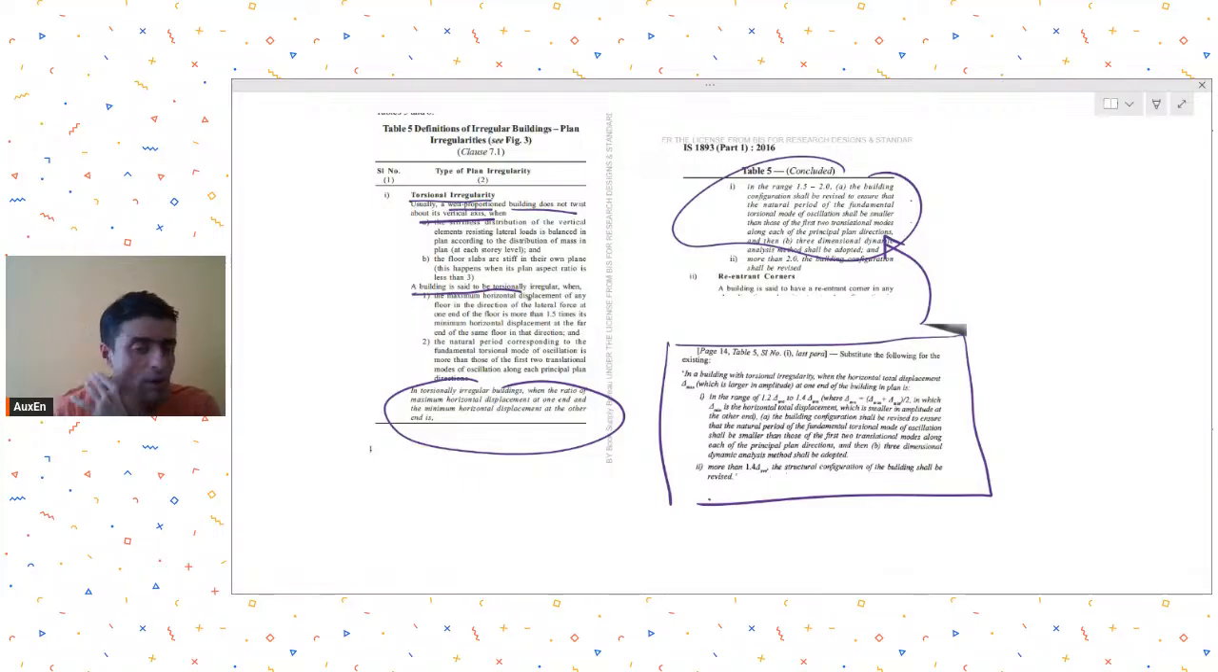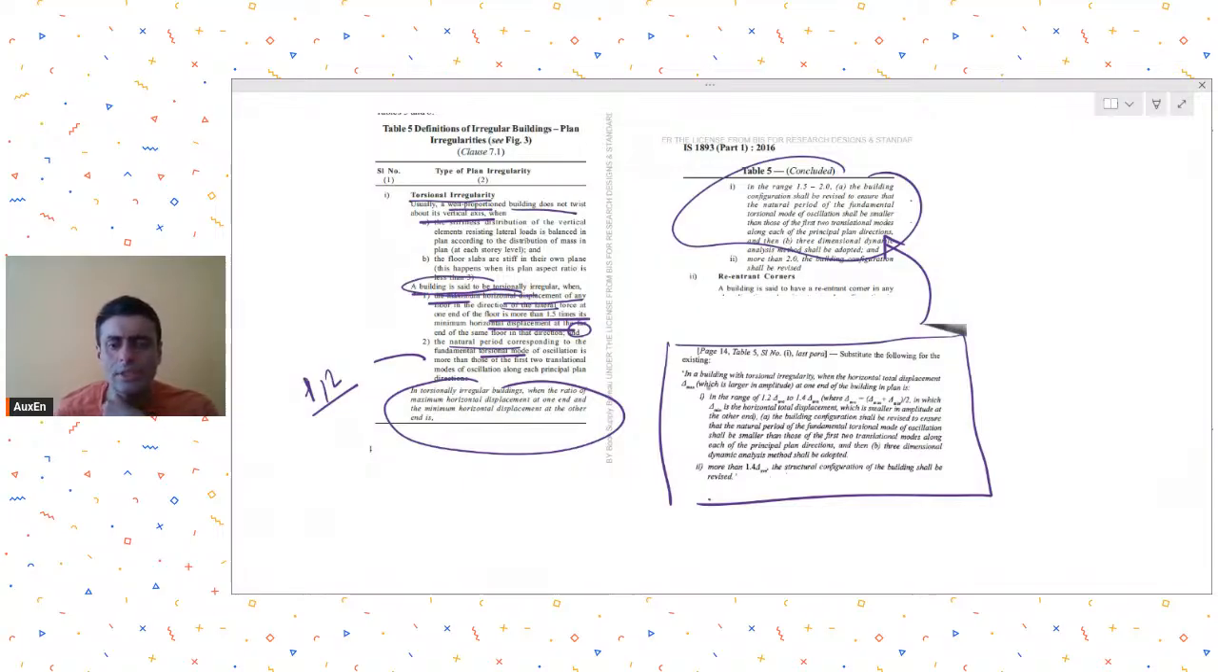So a building is said to be torsionally irregular when the maximum horizontal displacement of any floor for earthquake loads at one end is more than 1.5 times its minimum horizontal displacement, and the natural period corresponding to fundamental torsional mode of oscillation is more. So if either your first or second modes are not translational, and this criteria is not being met, then your building is said to be torsionally irregular.